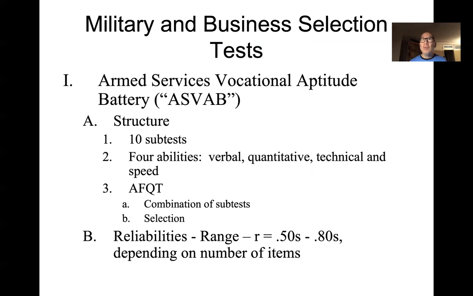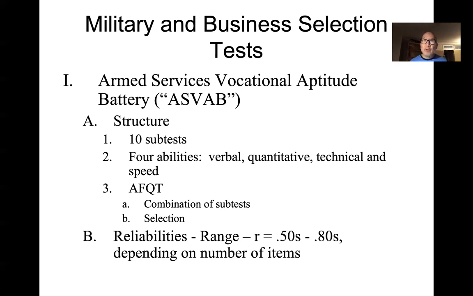Okay, and here's another example of a mental ability test, used for military and business purposes, but here for the military: the Armed Services Vocational Aptitude Battery, or ASVAB. It has 10 subtests, which measure 4 major abilities: verbal, quantitative, technical ability, and speed. Which is kind of an interesting and cool component to have in the test as well, right? Mental speed, reaction time.